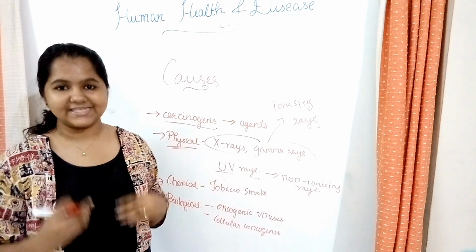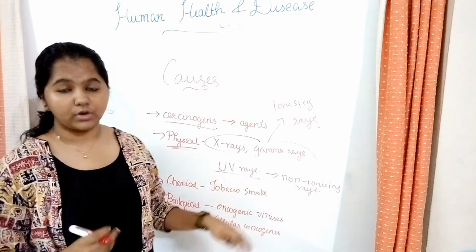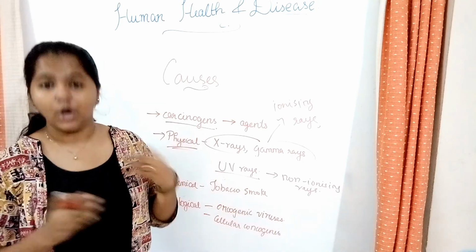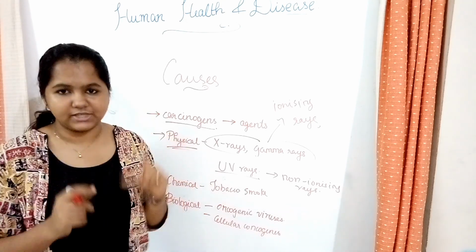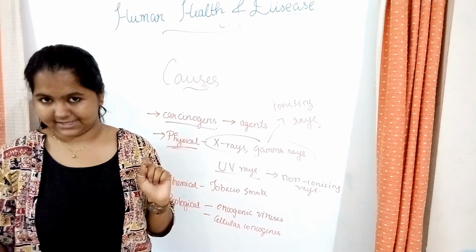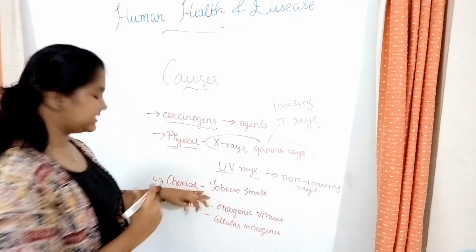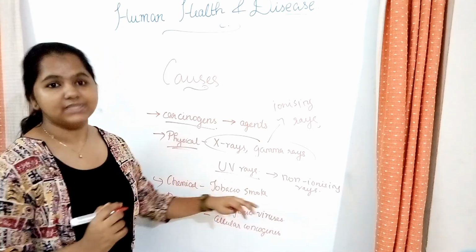The second one is chemical agents. Tobacco smoke. If you have gone to a theatre and watched a movie, or if you have seen a cigarette packet, you might have seen that smoking causes cancer. Why is that? Because tobacco smoke is carcinogenic. So the second one is the chemical one, that is tobacco smoke.